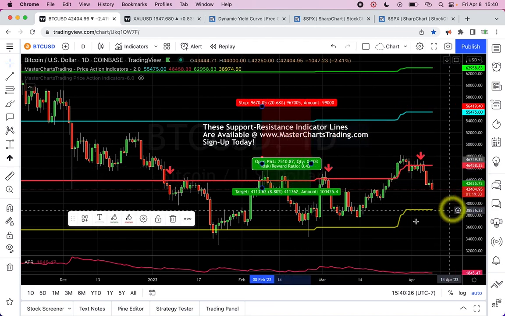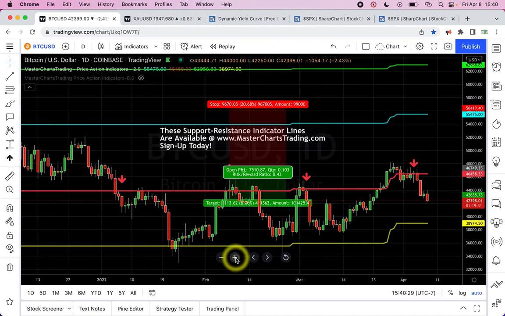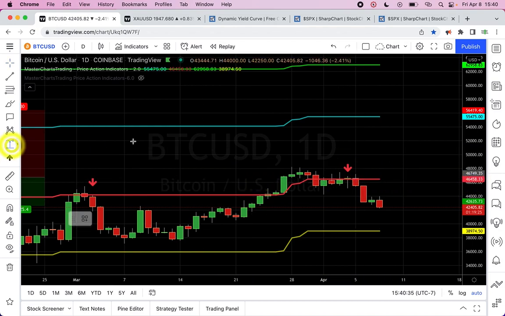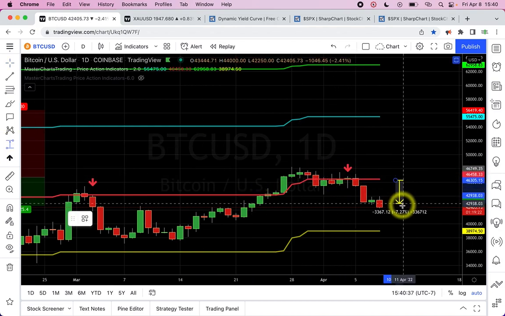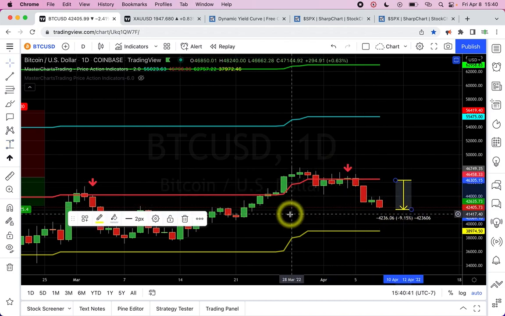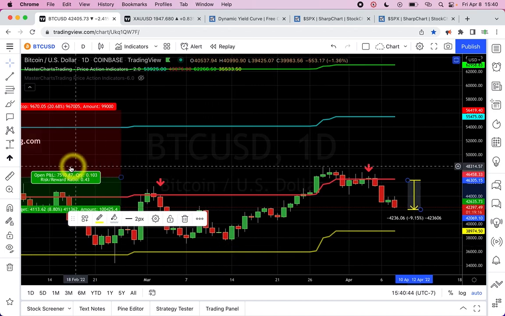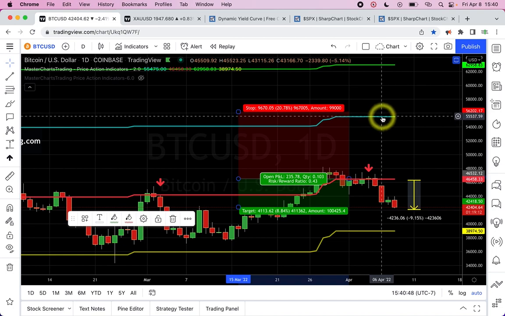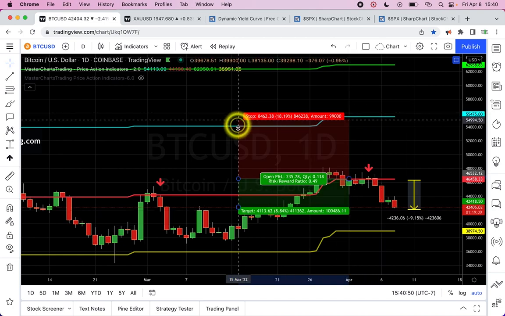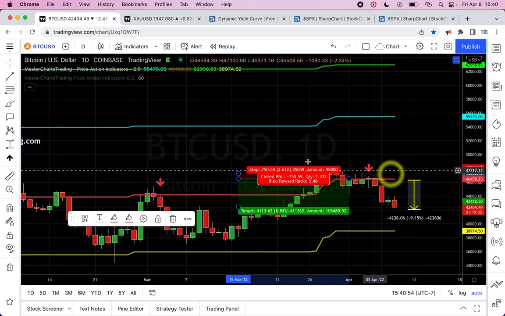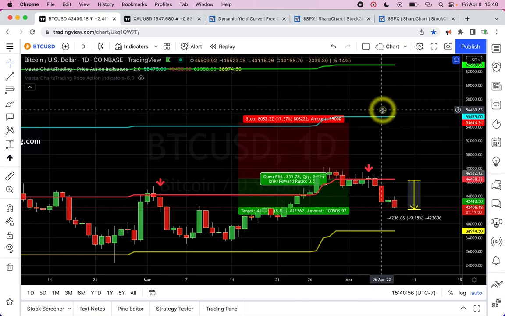We shorted it around 46,400. Let me see how much it moved from that. Yeah, that's exactly $4,000. So the target has been reached, and that means that at this point we take our stop. The stop was at the blue support resistance line right there. We take our stop, we move it to entry. So now at this point we can't lose. You see, that's the basic way I trade.